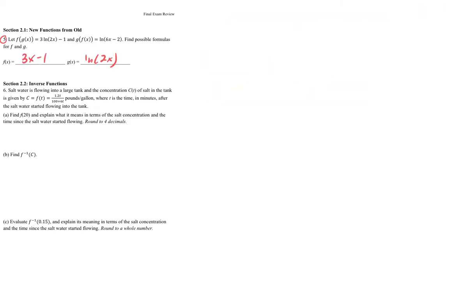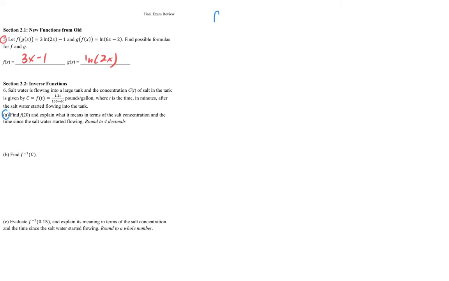Okay, now looking at question 6, salt water is flowing into a large tank, and the concentration C of T of salt in the tank is given by C is equal to F of T, which is equal to 1.2T over 100 plus 6T pounds per gallon, where T is time in minutes after the salt water started flowing in the tank. So let's start off with question A here. I'm going to find F of 20 and explain what it means in terms of salt concentration and time since the salt water started flowing.